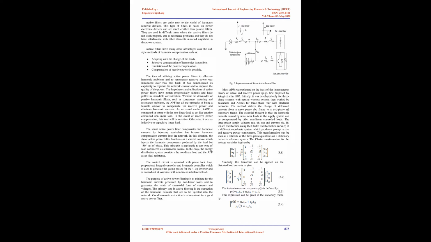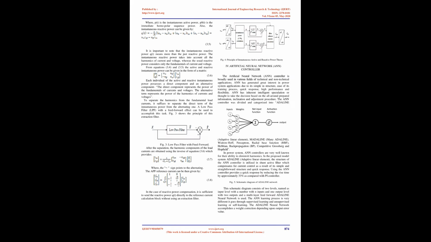The APF can be connected in series, APF, or shunt, SAPF, to compensate for voltage or current harmonics respectively. Or it can be combined with passive filters to build the hybrid filters, HAPF, which can mitigate both current and voltage harmonics. Active filters are quite new to the world of harmonic removal devices. This type of filter is based on power electronic devices and is much costlier than passive filters. They are used in difficult cases where the passive filters do not work properly due to resonance problems, and they do not interfere with other elements installed anywhere in the power system.